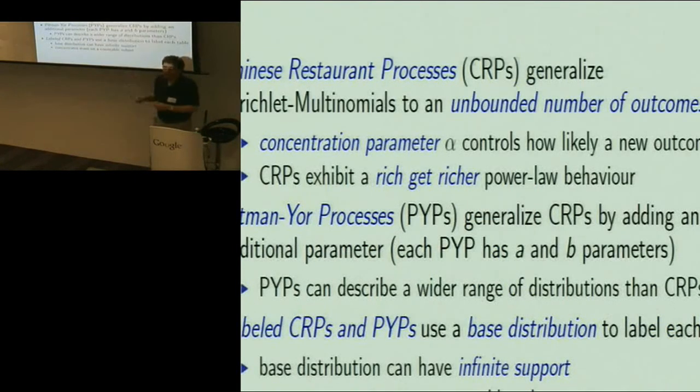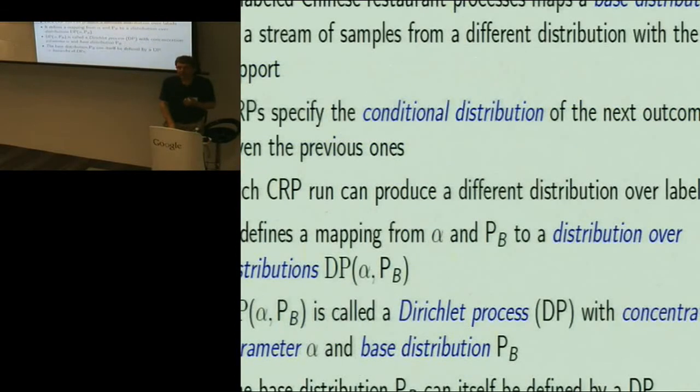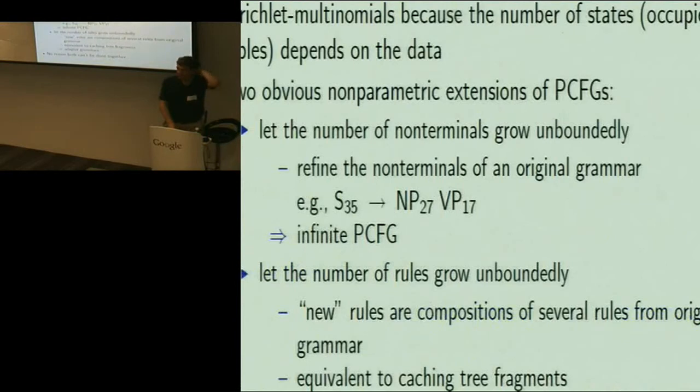So just to summarize, CRPs generalize us to an unbounded number of outcomes. They've been heavily used before in clustering models, where you use the CRPs to generate the right number of clusters that you wind up using. Pitman-Yor processes generalize CRPs by having this discount parameter, which lets us describe a wider set of distributions. By using this labeling mechanism, we can use CRPs and Pitman-Yor processes to generate distributions not just over integers, but over essentially arbitrary sets of objects. Okay, I think I'll skip that here. That's about the relationship with Dirichlet processes.